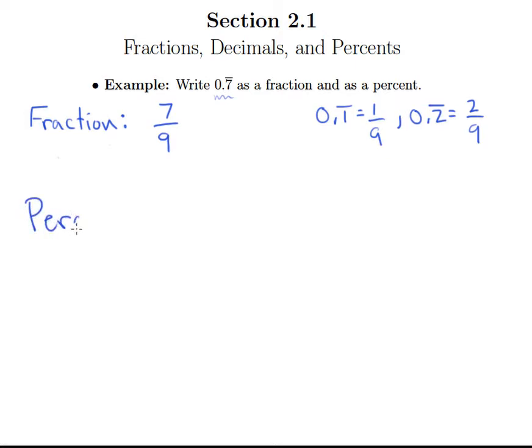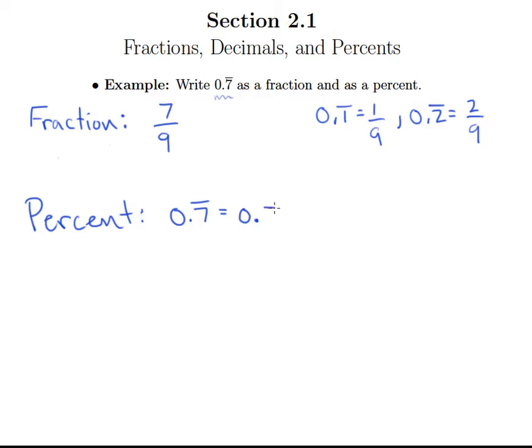As for the percent, we have 0.7 bar. And remember that our nice shortcut for converting a decimal number to a percent is to move the decimal point to the right 2 places. Now, we have to be a little bit careful here. We have a decimal number, and it seems like I should be able to move it right 2 places, but we have to remember what this bar means. It means 7s are going on forever. So what I want you to do when you're going to move the decimal point to the right 2 places is I want you to write out what 0.7 bar really means, right?